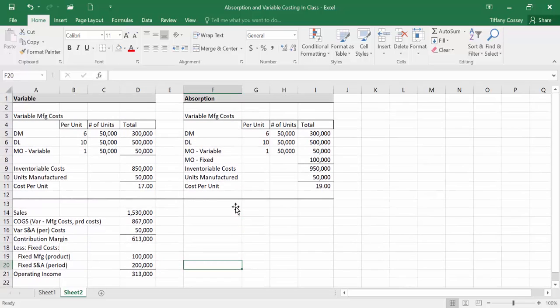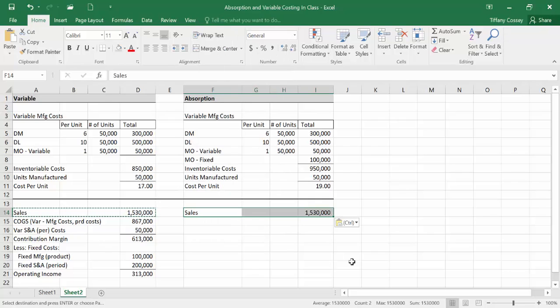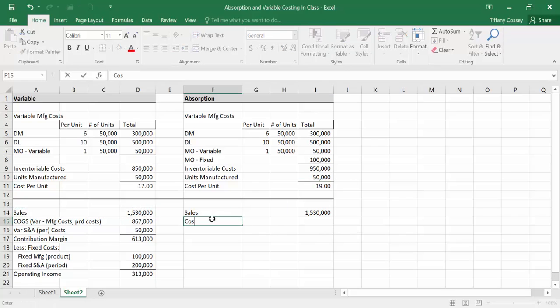Okay, now I'm going to do the income statement for the absorption costing, and it's going to start with the same sales. But remember, when you're doing absorption costing, you're going to do just a regular old income statement that you're used to doing for financial reporting purposes. And so this is going to subtract out your cost of goods sold, and your cost of goods sold includes your fixed and variable product costs, which are all encompassed up here in our cost per unit. So I'm going to subtract out cost of goods sold.